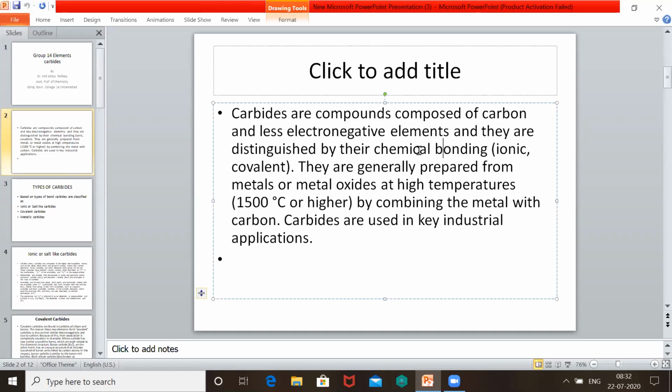So here we have some notes. They are generally prepared from metals and metallic oxides. How are they prepared? We know that metals are less electronegative, so carbon will definitely bind with metals and some of the non-metals also. They are generally prepared from metals and metal oxides at high temperatures by combining the metal with carbon. Carbides are used in industries. So we know that they have their industrial use.